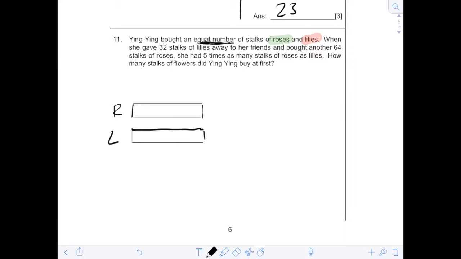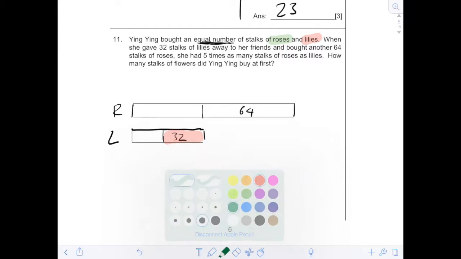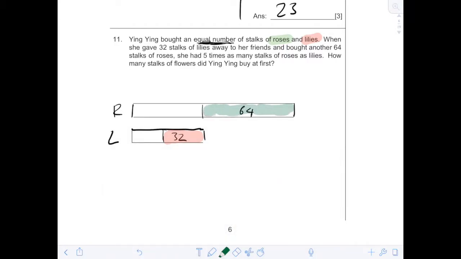She gave away 32. Okay, so this one she gives away. When giving away, I'm going to mark it in red. And then she bought another 64 stalks of roses. So the 64 stalks of roses should be about 2 times as big. And this one will be added, so I'm going to do it in green, for being added.